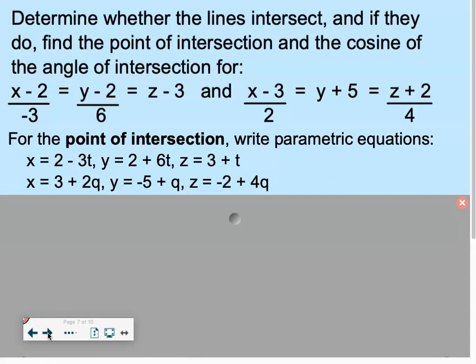You found Q? Okay, so now plug the t back into the first equation and see what point you get. Because 2 minus 3 is. Oh, that's what you found. I don't know why I was stuck on that.